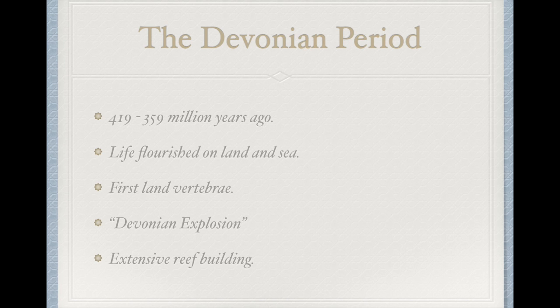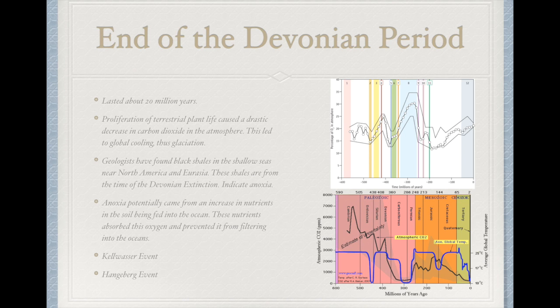Now, it's interesting that a time of such growth in the amount of life and the amount of species would lead to a mass extinction. But this is exactly what happened, and many scientists believe that this is actually part of the cause for why the extinction happened. So the end of the Devonian period, the Devonian mass extinction, lasted for about 20 million years.